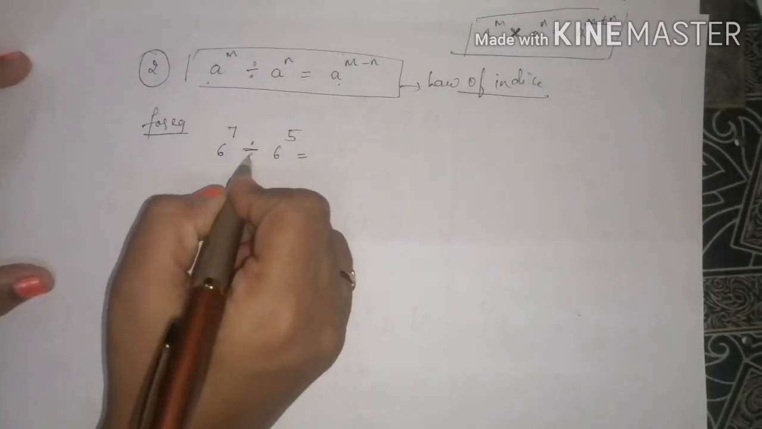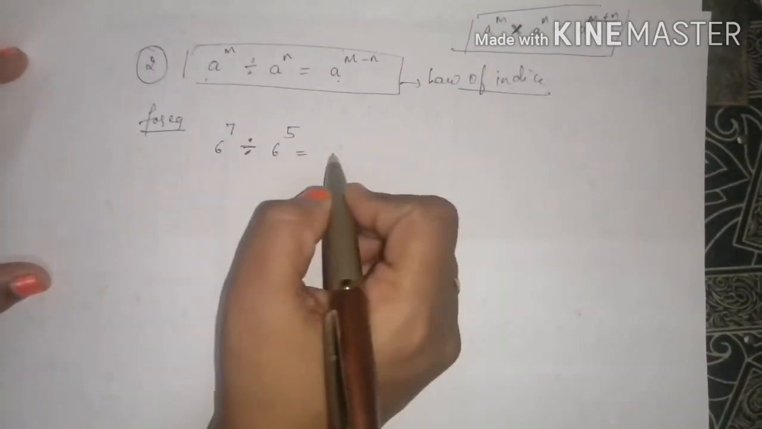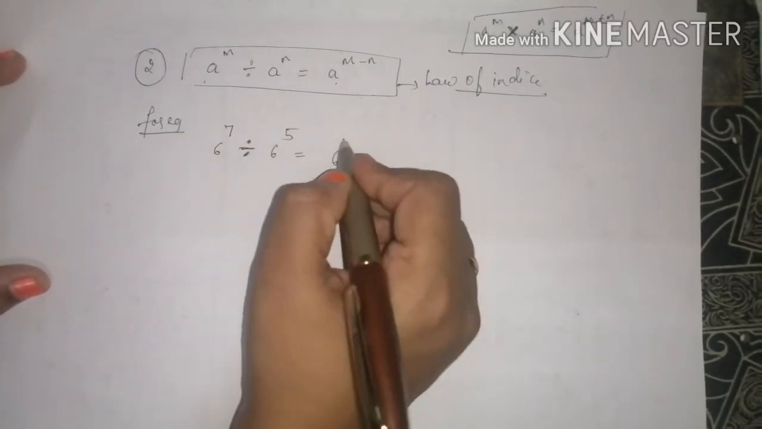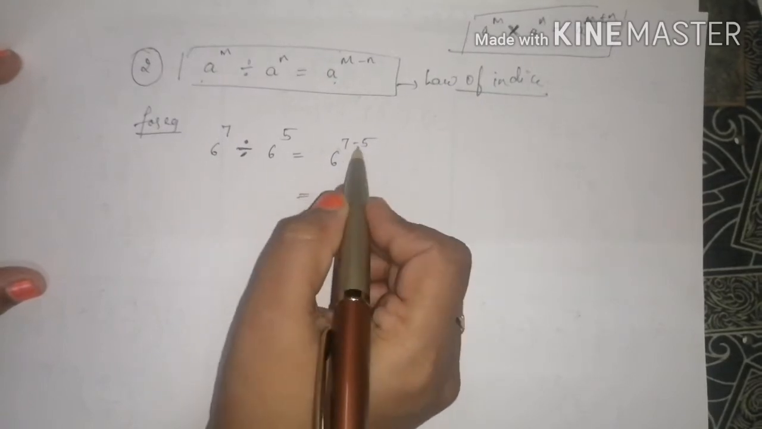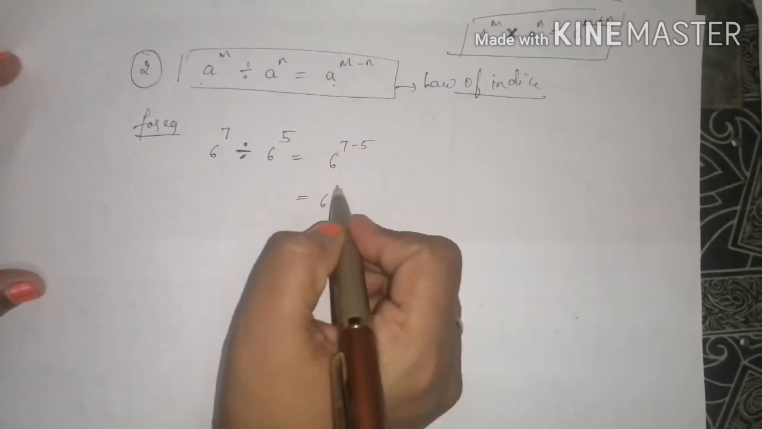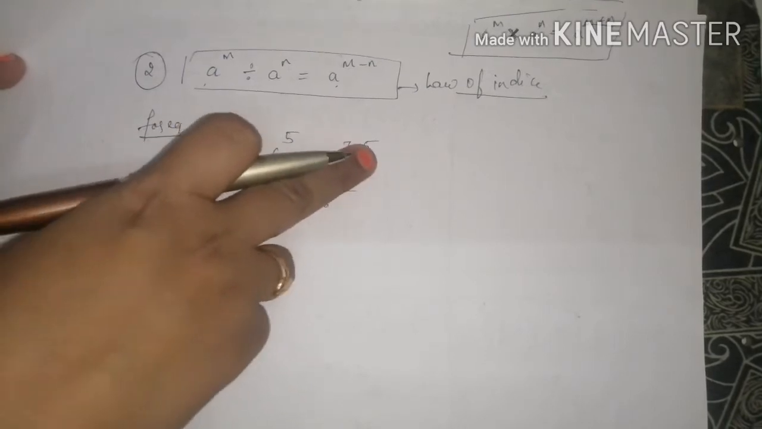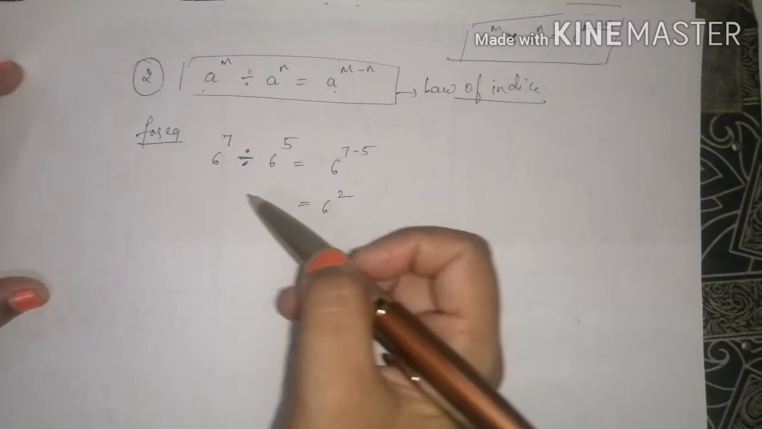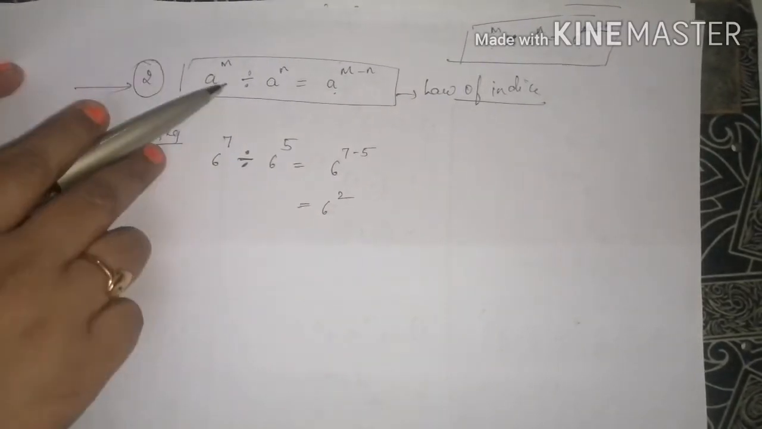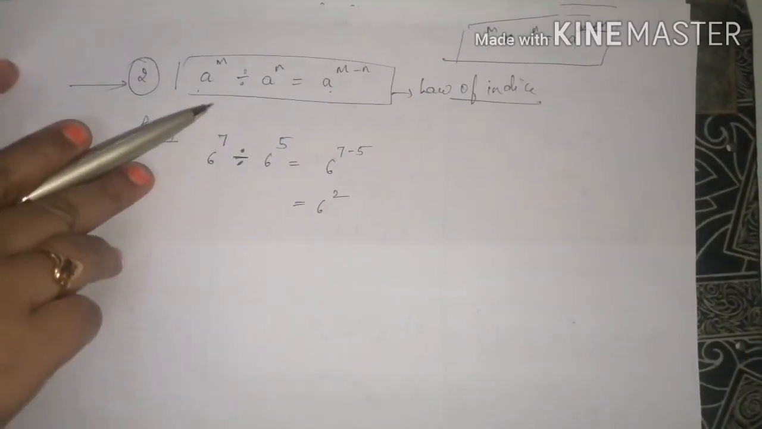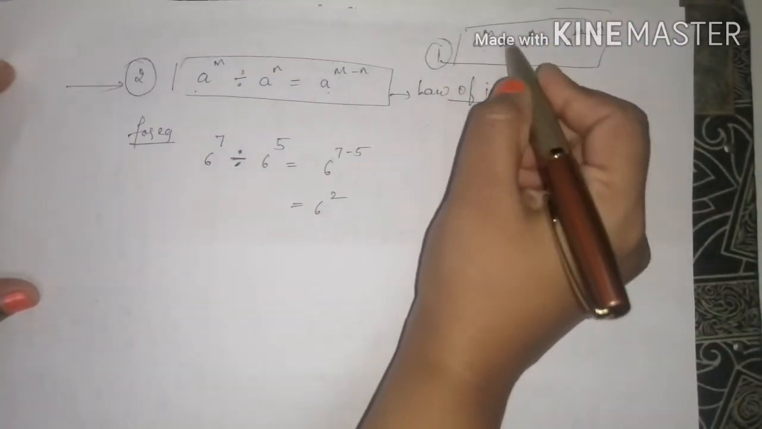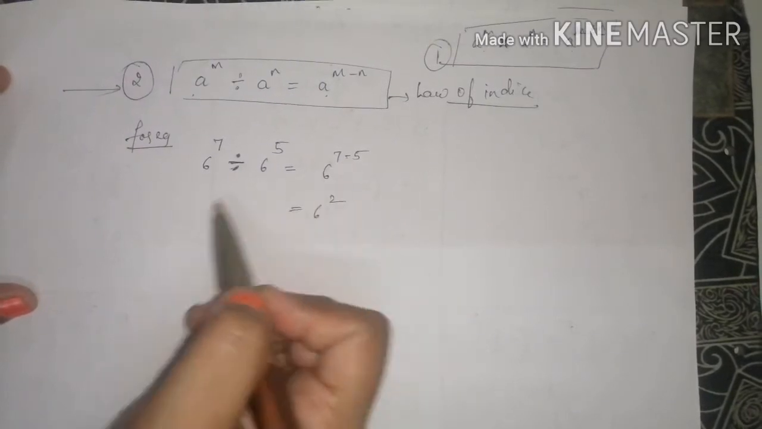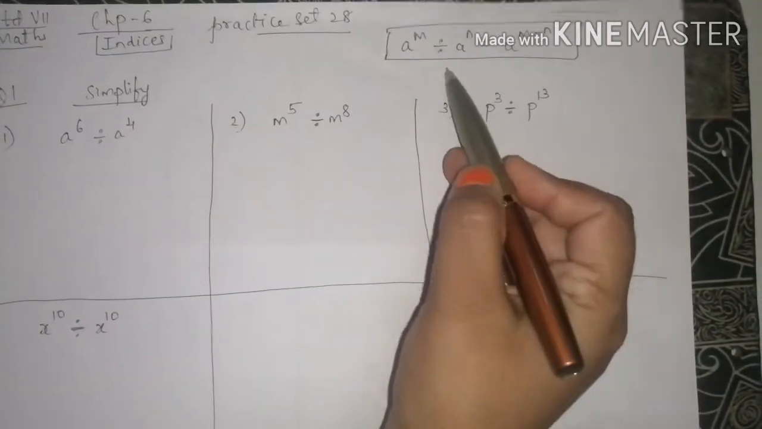If there is a division sign, what we have to do? You have to write the base one time and we have to subtract the powers. So 7 minus 5. So 6 raised to 7 minus 5 will be 6 raised to 2. So this is the second law which we have to use for practice set 28. First law was: if there is a multiplication sign, we were adding. Now if the division sign is there, we are subtracting. So let us start based on this law.